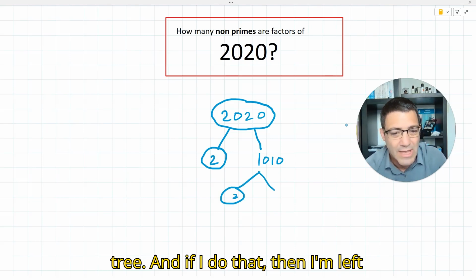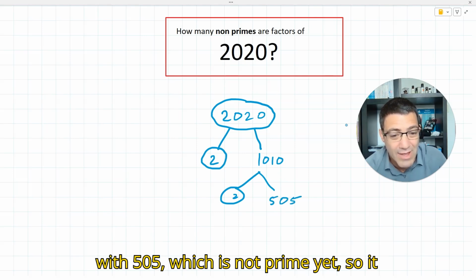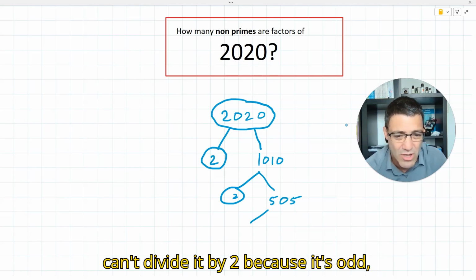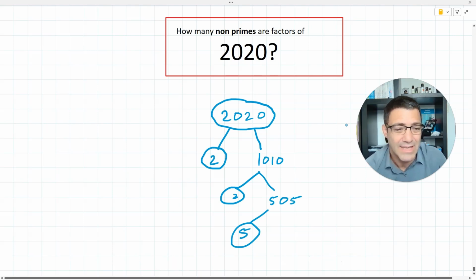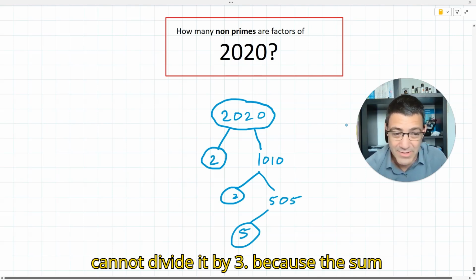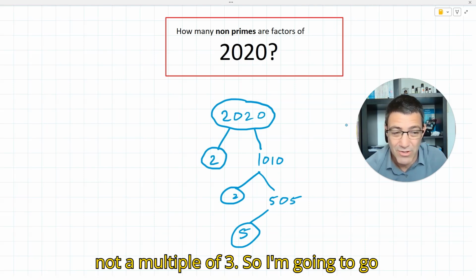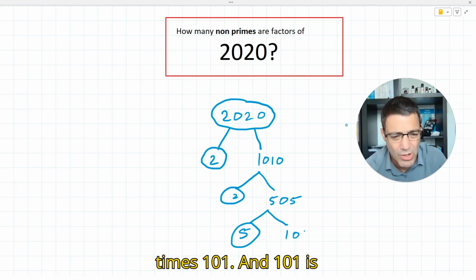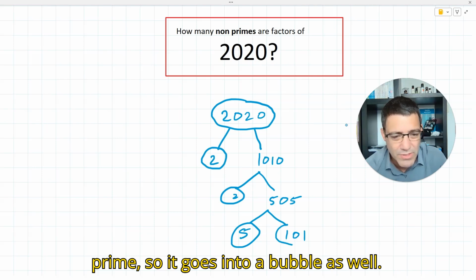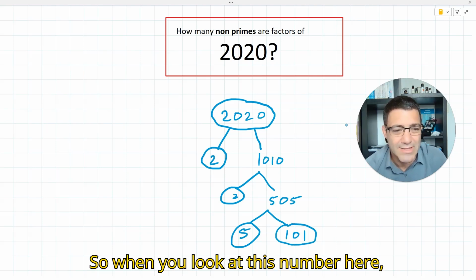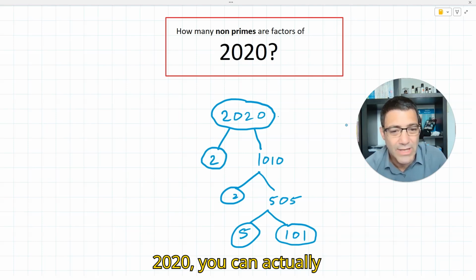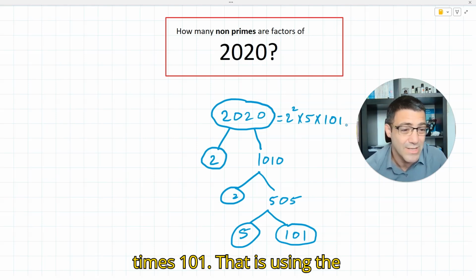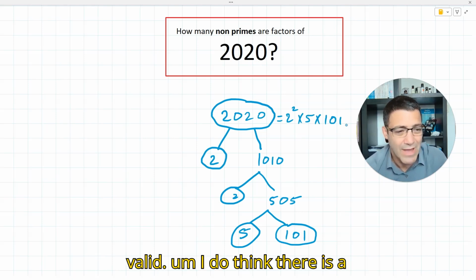So this is a factor tree. And if I do that, then I'm left with 505, which is not prime yet, so it doesn't go in a bubble. And then 505, I can't divide it by 2 because it's odd, but I can definitely divide it by 5. Cannot divide it by 3 because the sum does not add up to a multiple of 3. 5 plus 0 plus 5 is not a multiple of 3. So I'm going to go to 5, and that gives me 5 times 101. And 101 is prime, so it goes into a bubble as well. So when you look at this number here, 2020, you can actually say that that is 2 squared times 5 times 101. That is using the factor tree method, which is totally valid.